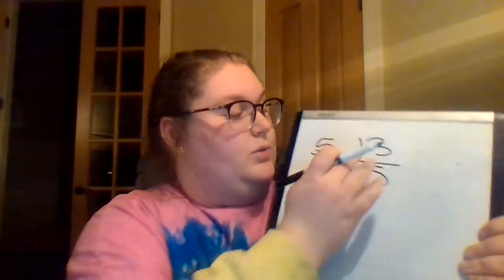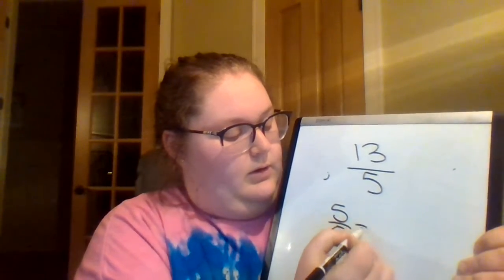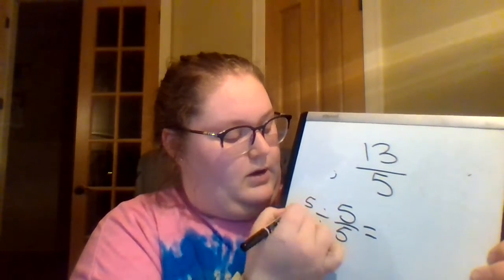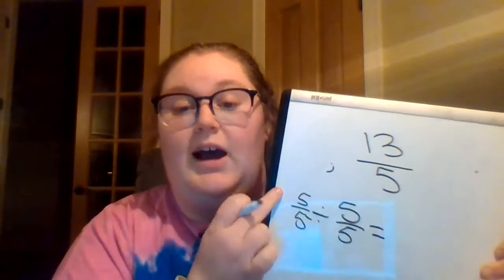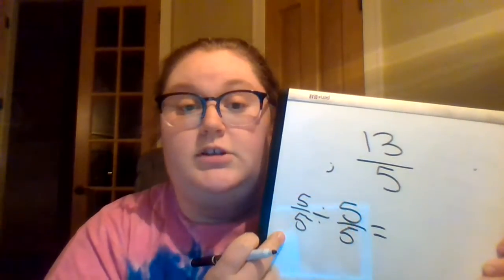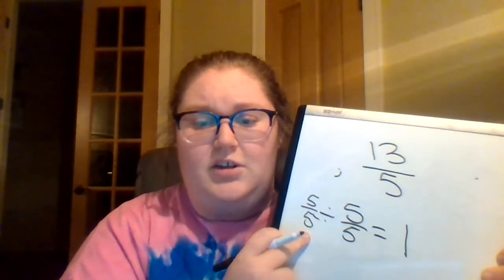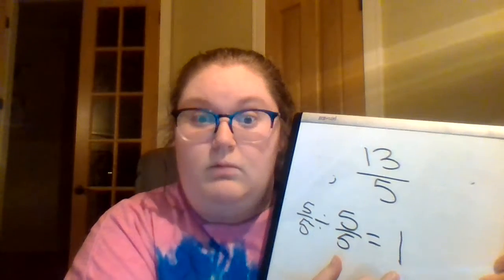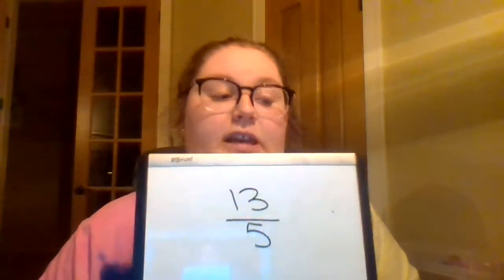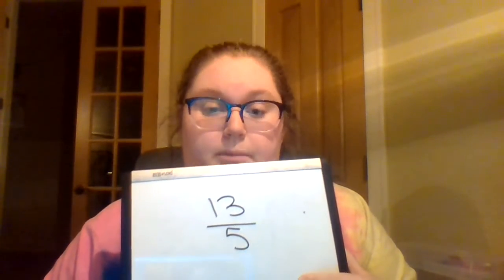And we can turn it into a whole number by doing 5 divided by 5. Remember, what we do to our top, our numerator, we must divide by our bottom, which is our denominator, which equals 1. So that's an improper fraction turned into a whole number. So let's do a little example of how to turn an improper fraction into a mixed number.